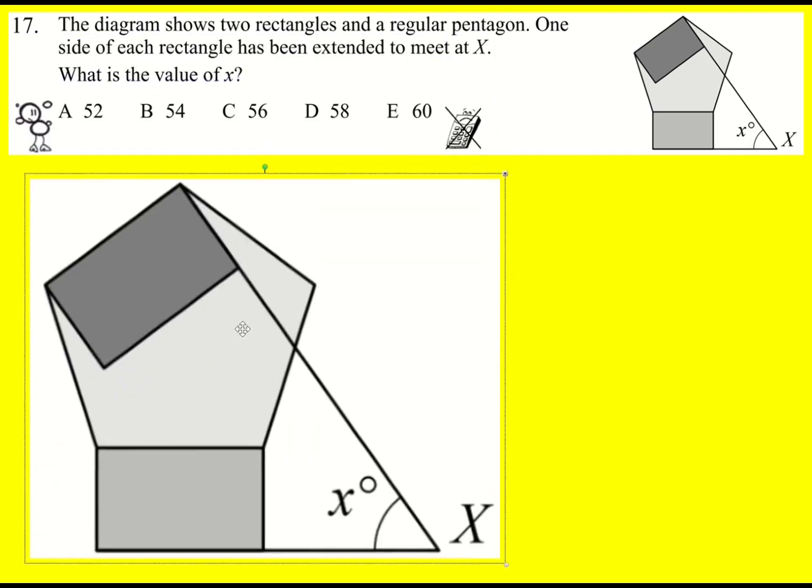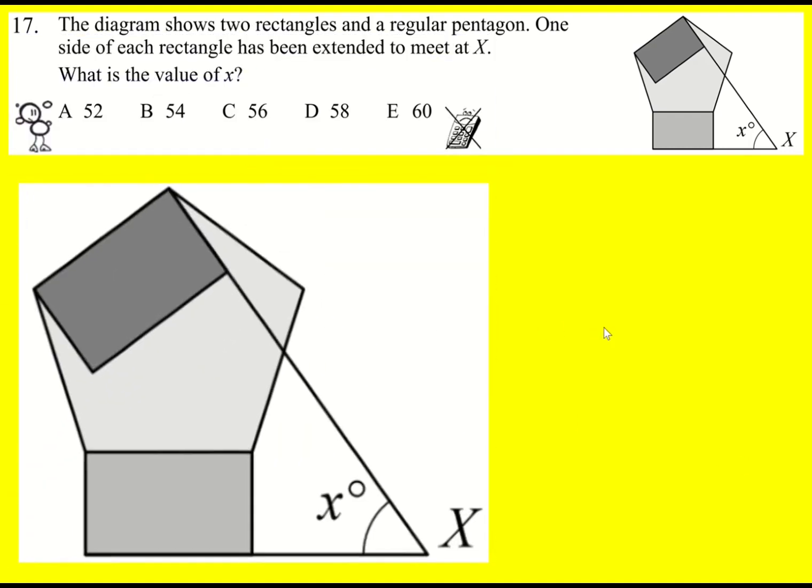All right, we have a neat shape here, and we're going to need to look at some angles inside polygons. So of course we've got rectangles, so I can add those angles on. And you may or may not know, but for a pentagon, the angles are 108. If you don't know that, then there's two ways to find it.